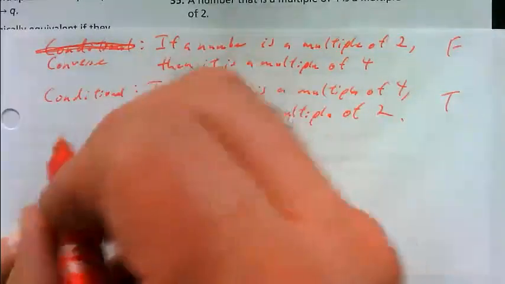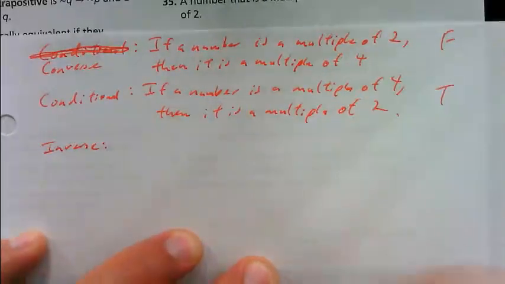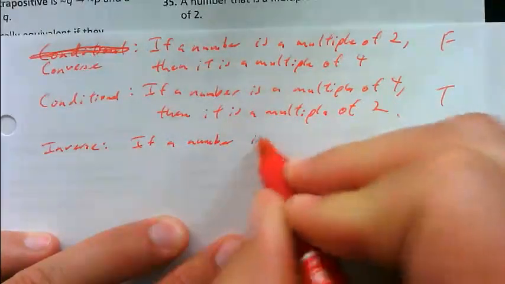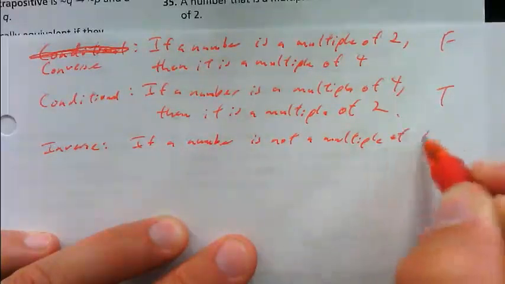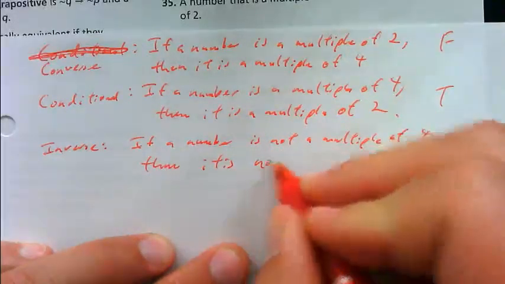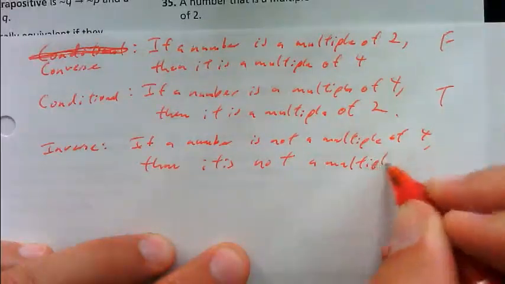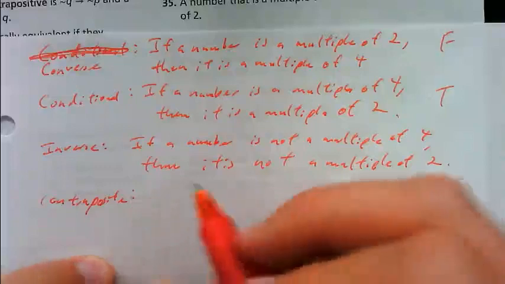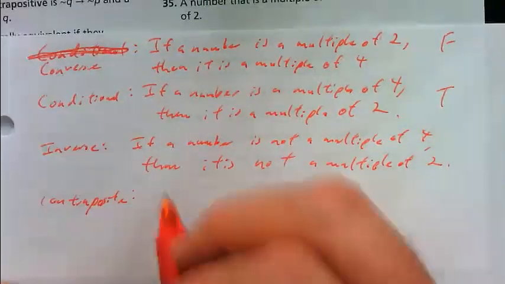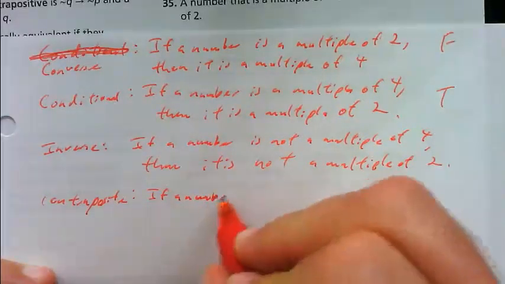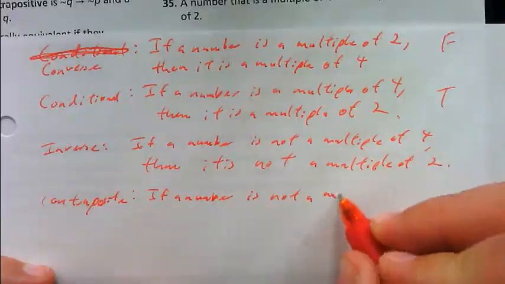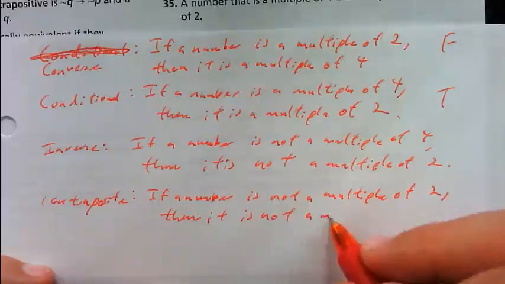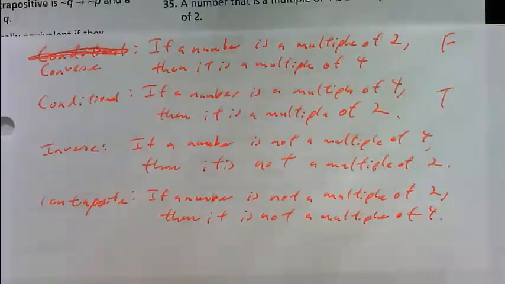Now if we want to do this as an inverse, we have to negate both statements. So negating the original statement: if a number is not a multiple of 4, then it is not a multiple of 2. And the contrapositive would switch and negate. So, got to switch them around, in the same order that we had the converse up there, but then add in the word not to negate both statements. If a number is not a multiple of 2, then it is not a multiple of 4. So those would be our 4 statements.